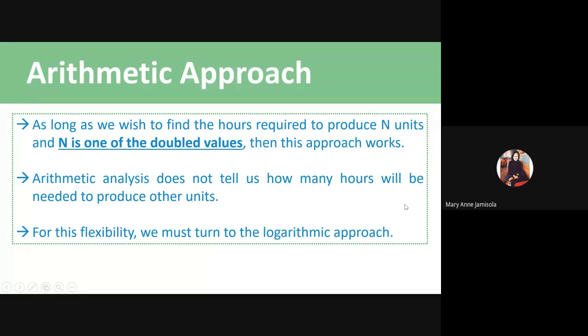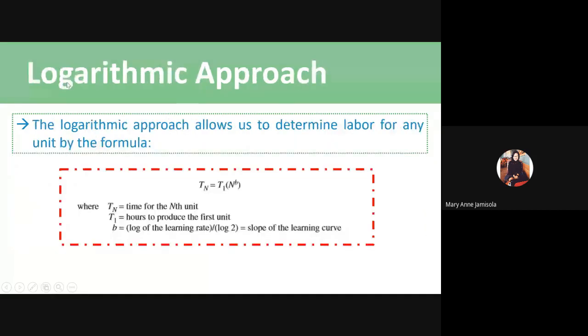So we will be discussing the second approach this time. The second approach is what we call the logarithmic approach, and it is computed using the following formula. T sub n, the time required to finish the nth unit, is equal to the time or the hours to produce the first unit, times n to the power of b. N here represents what unit. So for example, if it is the third unit, n is 3. And then to the power of b, being the slope of the learning curve. So slope is the logarithm of the learning rate over the logarithm of 2.